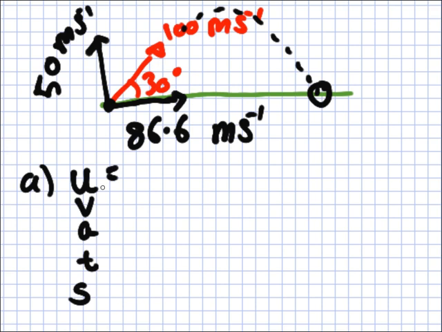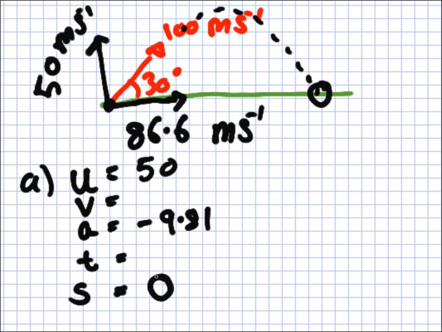What's U vertically? 50. V, don't know. A, minus 9.81. T, don't know. T is what we want. S, yes, we do know. What's S? 0. No displacement at the end. It'll probably turn out to be negative 50.